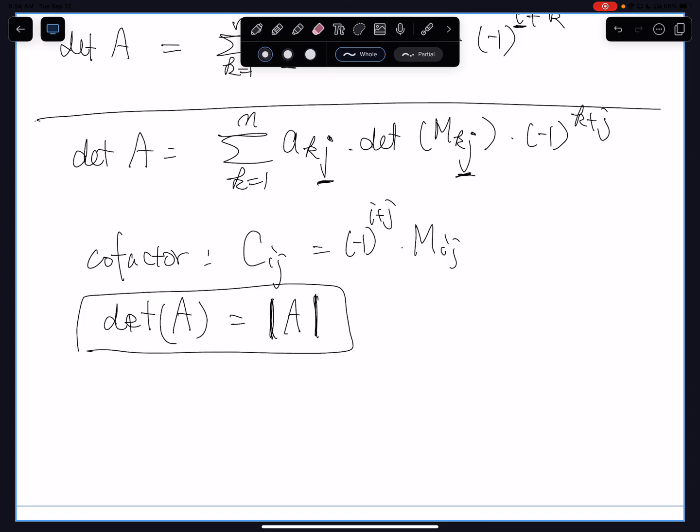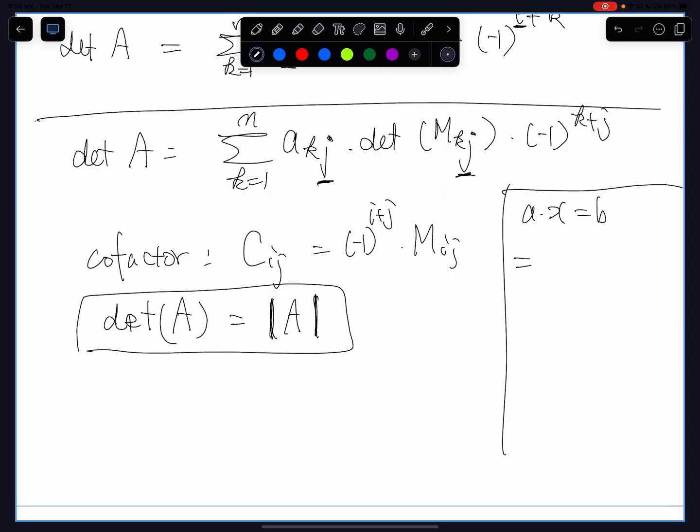So what does it remind you? Ax equals b, the solution is x equals b over a, if a is not 0, right? Okay, so you can think of it that way, but anyway, this is the notation we use. We use this absolute value notation to denote the determinant of matrix A. It's just a different notation.